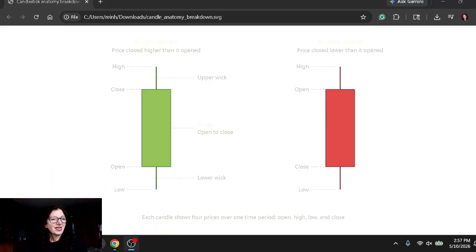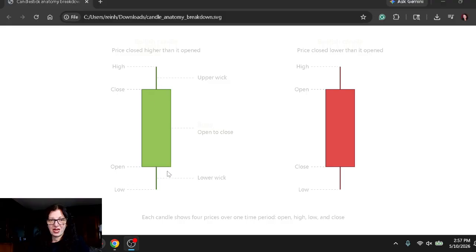All right, so let's look at a graphic that I have. Every candle has three parts: the body, the upper wick, and the lower wick. The body is the rectangle here, and that's the open at the bottom. For a green candle, the open is at the bottom and the close is at the top. That means the buyers won. For a red candle, the open is at the top and the close is at the bottom. The sellers won.